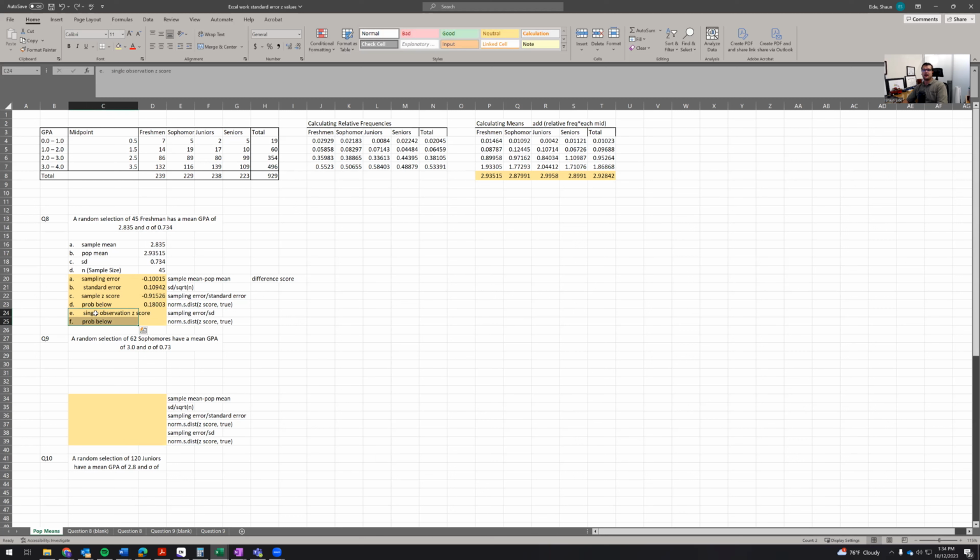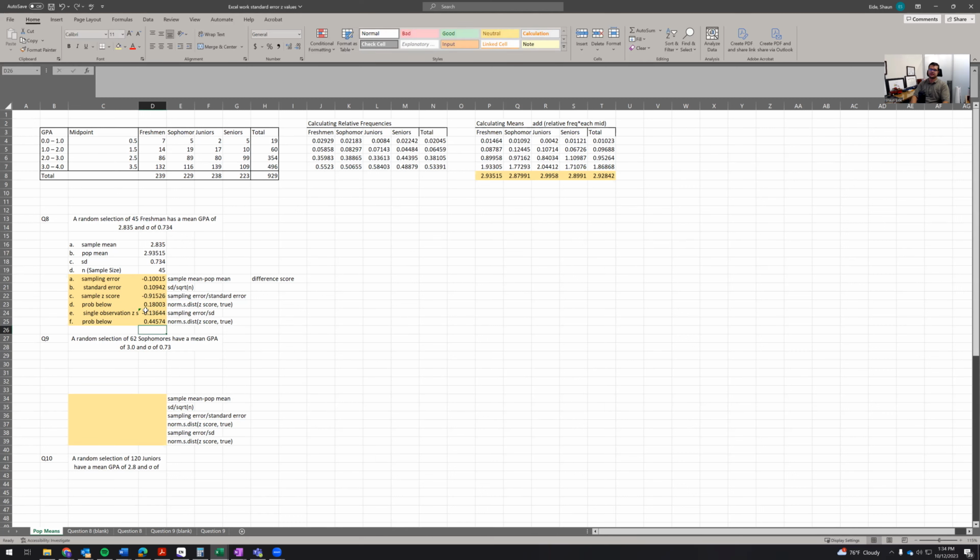Okay. And then the single observation z-score. It's going to be the sampling error, or the difference score or the error score, divided by the standard deviation. So if this was just a single observation instead of a sample of 45, you would do the difference score divided by the standard deviation. Okay, and then the probability below that is equals norm.s.dist, and then you put the z-score and true.